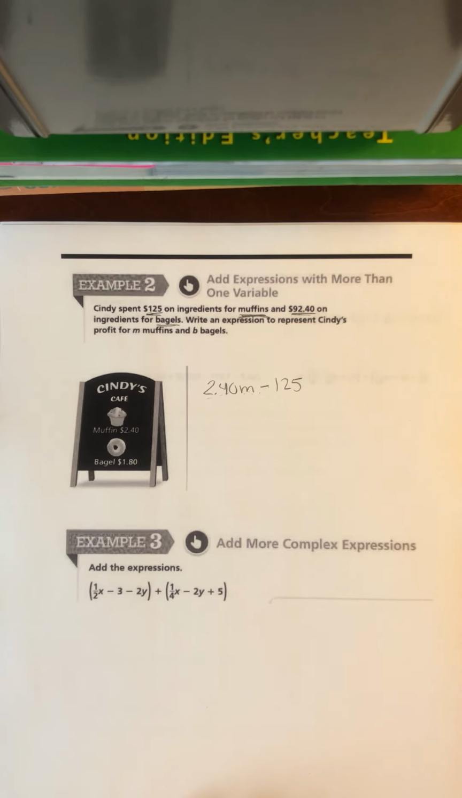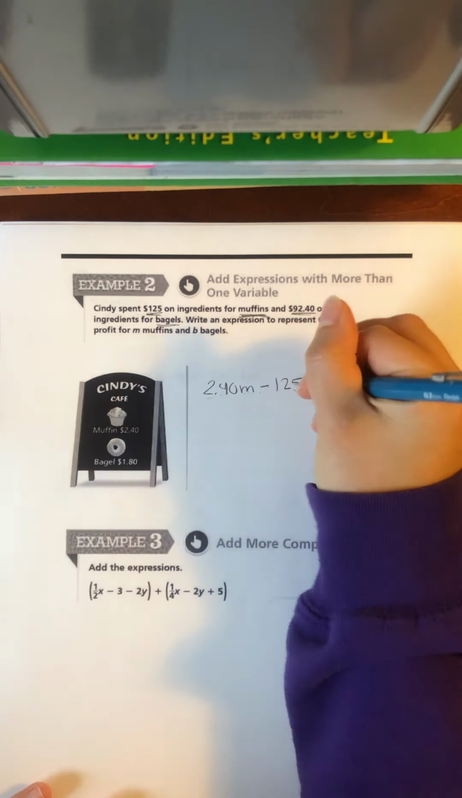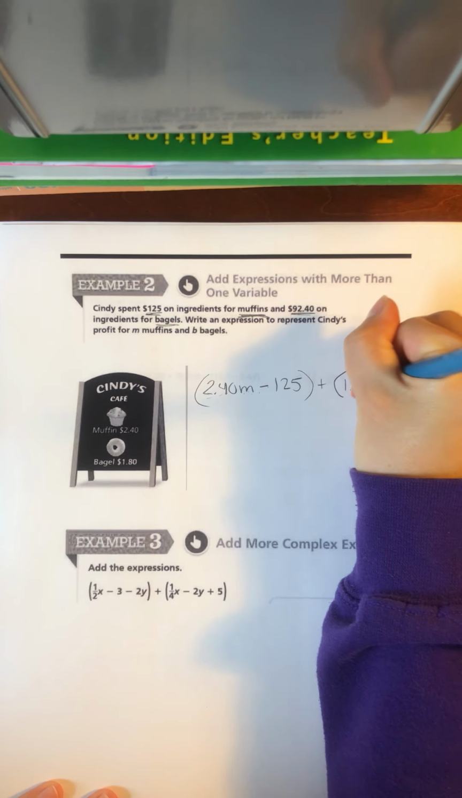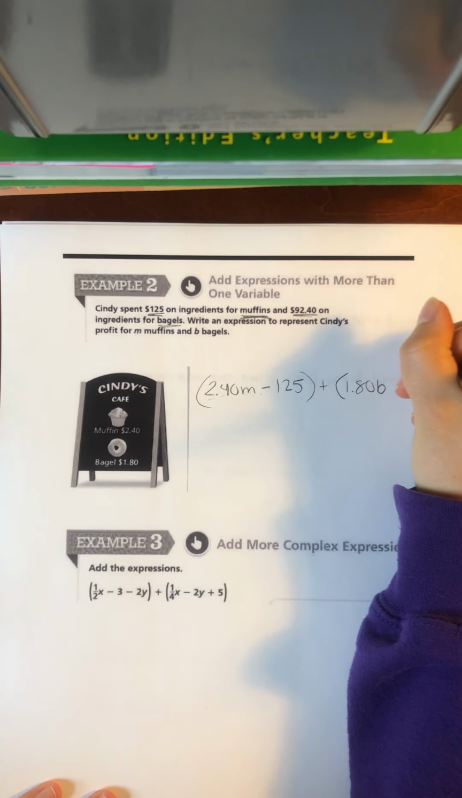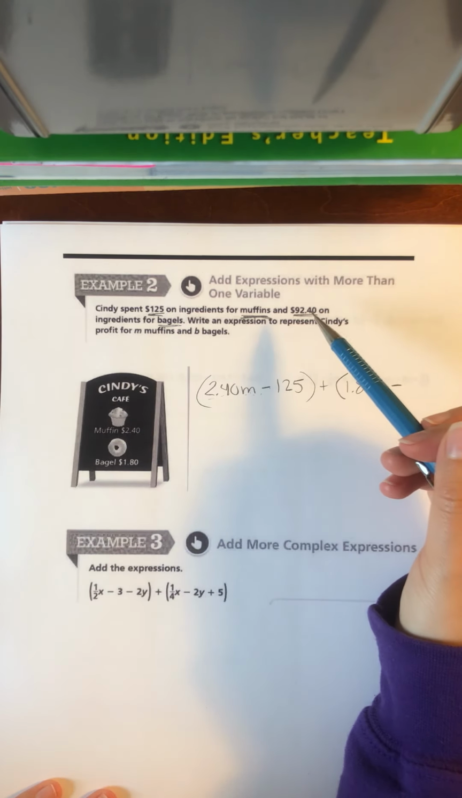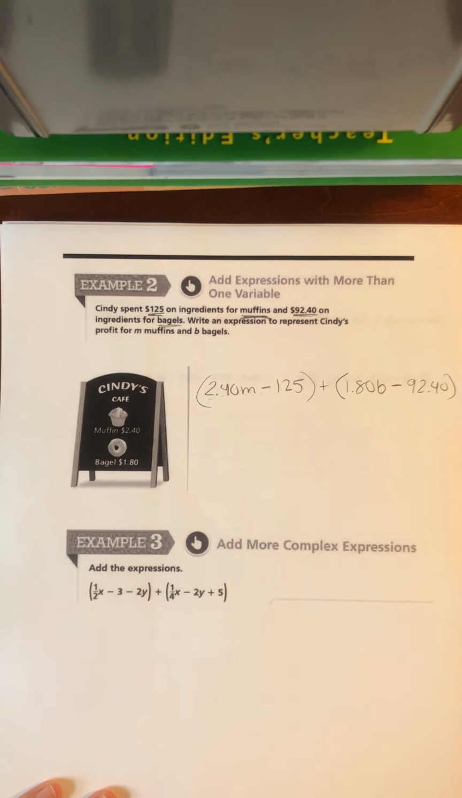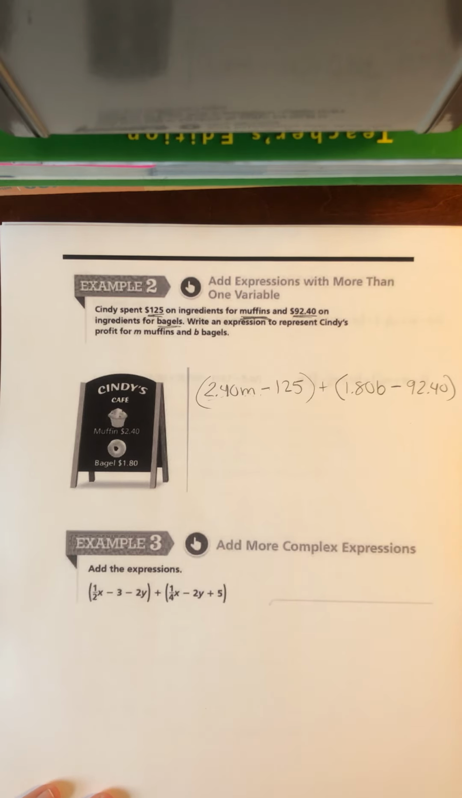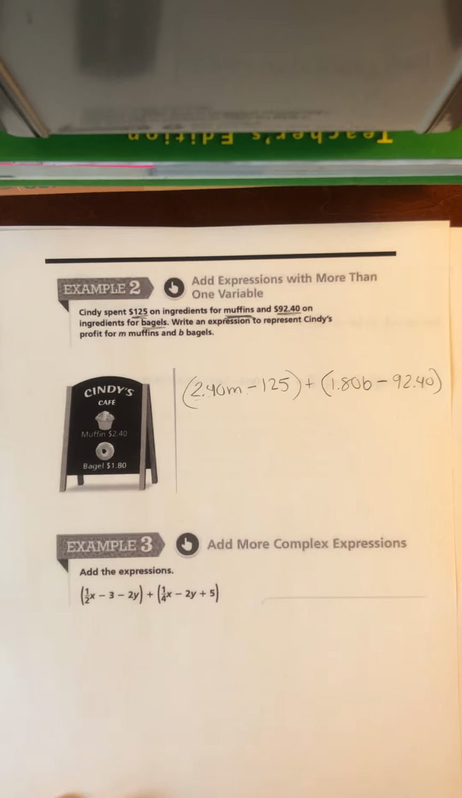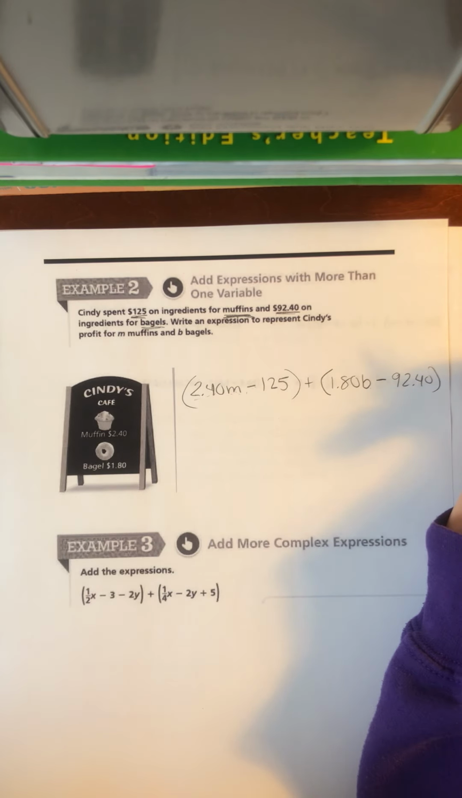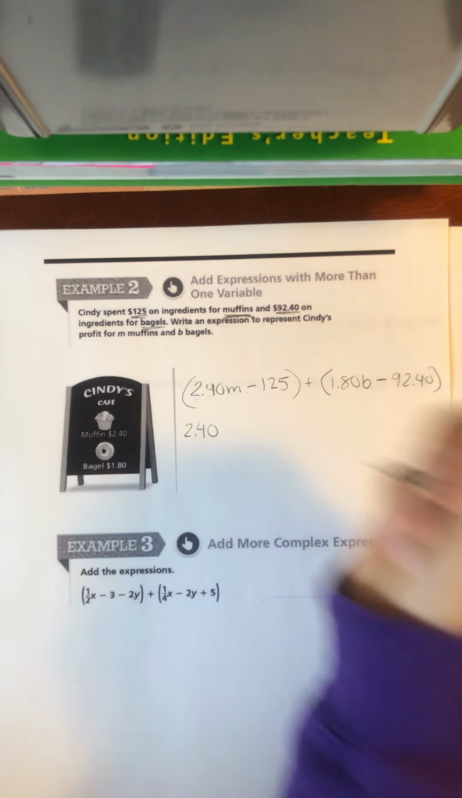Okay, and then we want to think about the bagel income. Well, the bagel income, I'm going to put that in parentheses, the bagel income is $1.80 per bagel, so B, minus $92.40, because that's how much it costs to make the bagel. So now what we need to do is combine our like terms. So 2.40M and 1.80B, those aren't like terms, we can't combine them. You might think we can combine them, but we can't.